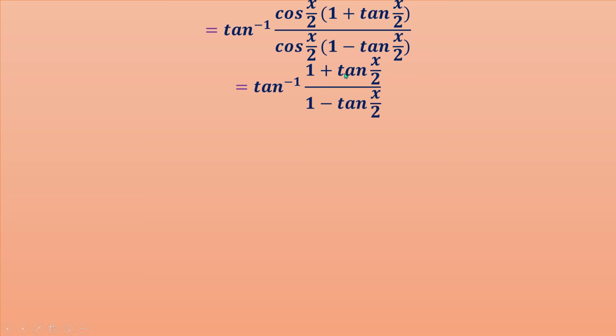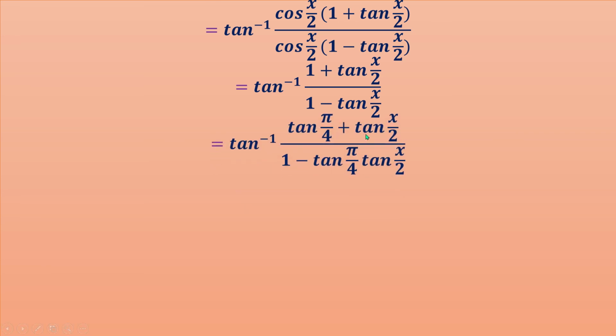This is equal to tan inverse of 1 plus tan x by 2 divided by 1 minus tan x by 2. But 1 is equal to what? 1 is equal to tan pi by 4. Clear? Now consider this as x and this as y. That means tan x plus tan y divided by 1 minus tan x tan y is equal to tan of x plus y. That means tan inverse tan of pi by 4 plus x by 2. So from it we will get this equal to this.